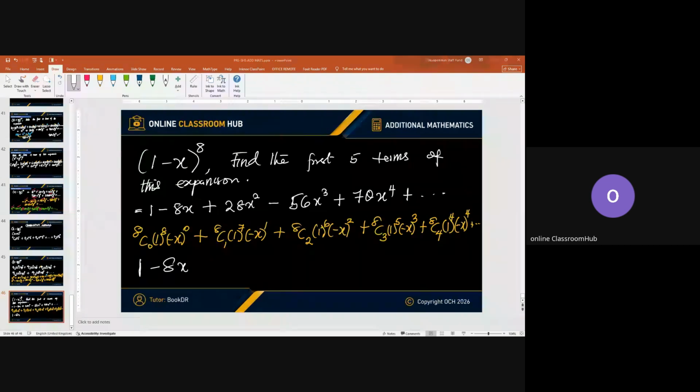Then with the help of our calculators, we'll find 8 combination 2. You do that on your calculator. And that is 28. And then 1 exponent 6 is still 1. So we'll not be bothered about that. The negative x exponent 2 will become positive. So the whole of this expression becomes positive 28x to the power 2.